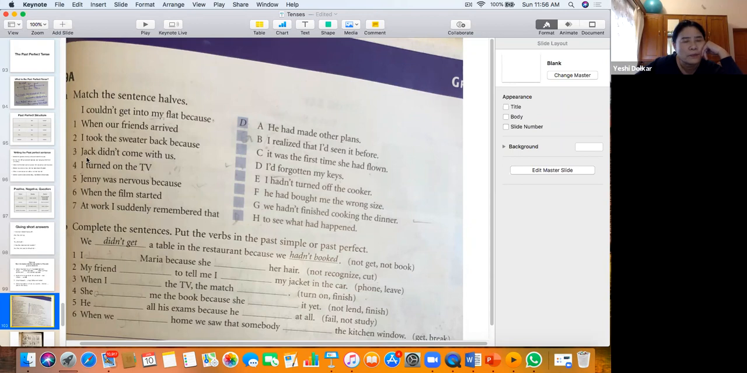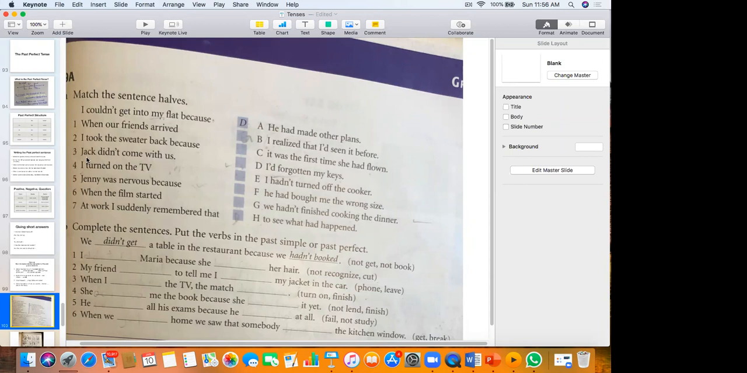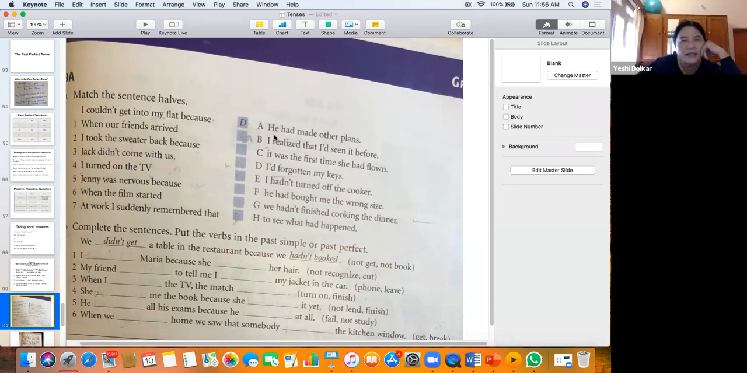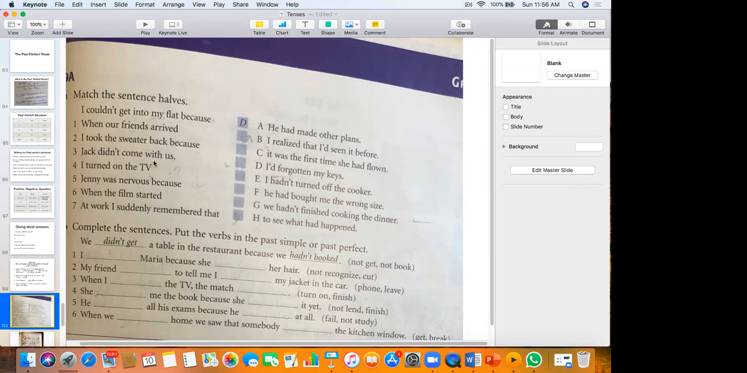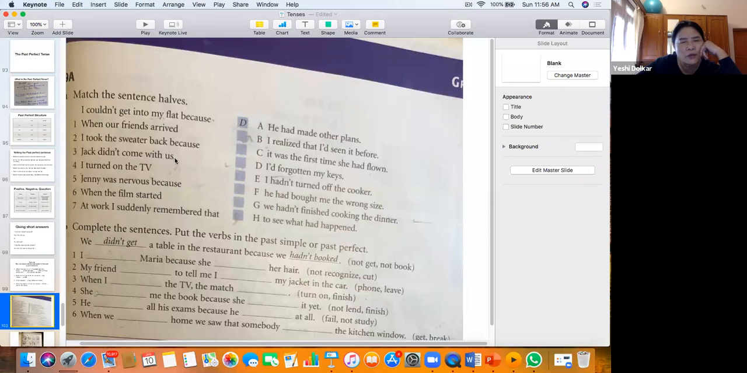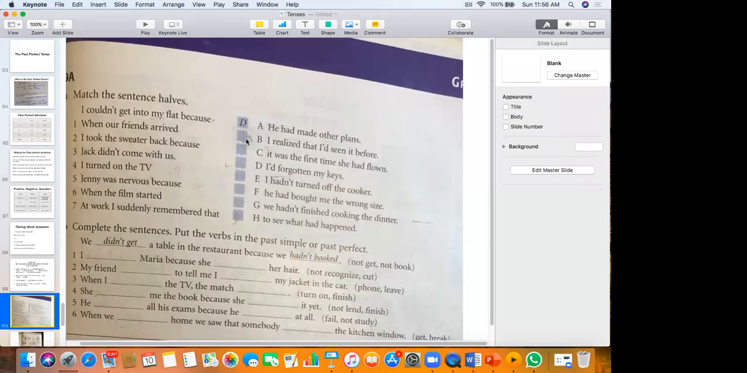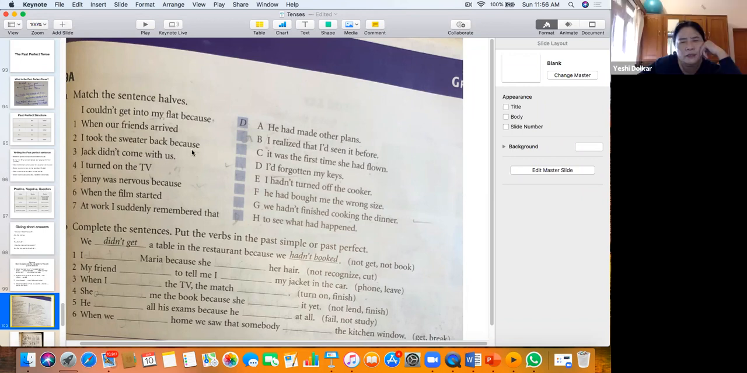What about three? Jack didn't come with us. He had made other plans. So Jack didn't come with us. He had made other plans. This can be one sentence, or they can be in two different sentences. It doesn't matter, but it's very clear that one happened before the other. What about number four?